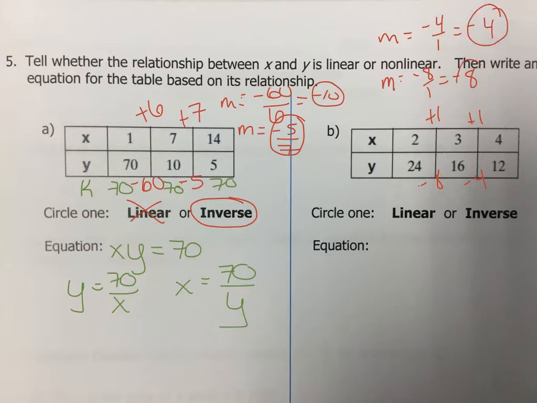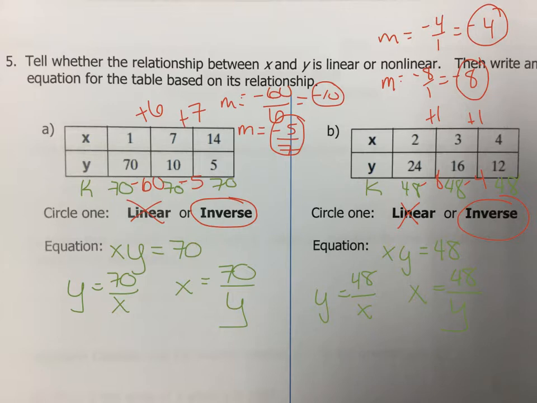As you can see, my slopes here do not match, so that means it can't be linear, it has to be inverse. So if I check my k value by multiplying my x and my y, 2 times 24 is 48. 3 times 16, 48, and 4 times 12, 48. So I know my k value is 48, so once again we have one of 3 options for the equation. x times y equals 48, or y equals 48 over x, or x equals 48 over y. Again, you do not need all 3 equations, you just need one of them.